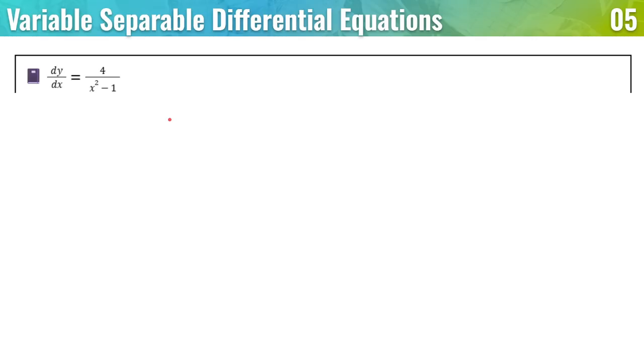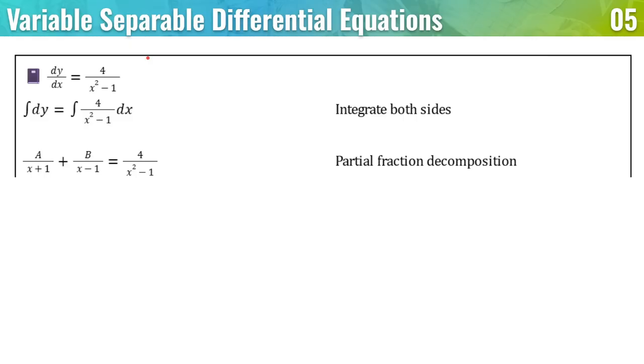We have dy over dx is equal to 4 over x squared minus 1. So first, you want to move dx here, and then take the integral of both sides. So now, for partial fraction decomposition, this is what I mentioned earlier. You can use this when you can't use u substitution. So if you try u substitution here, you're going to get u is equal to x squared minus 1, and then du is equal to 2x dx. So you can't really use it because of the x dx. So you proceed with partial fraction decomposition.